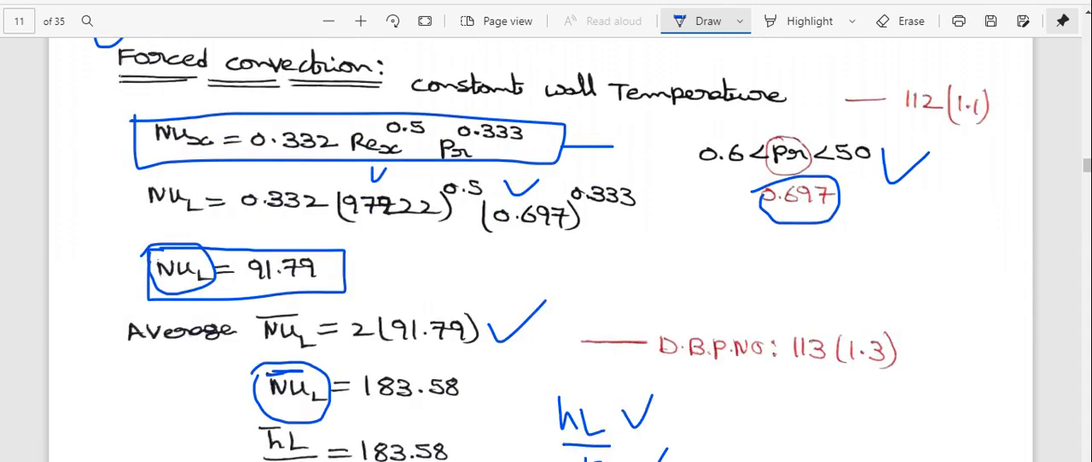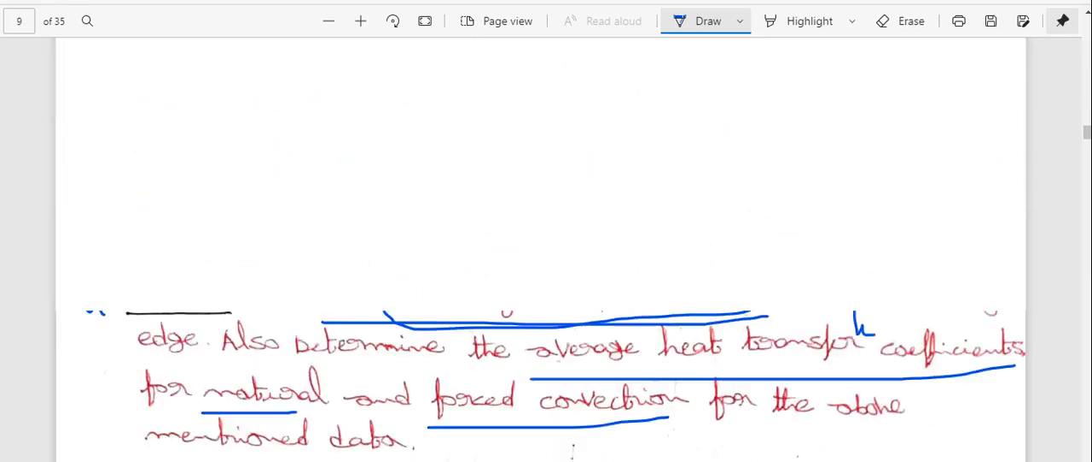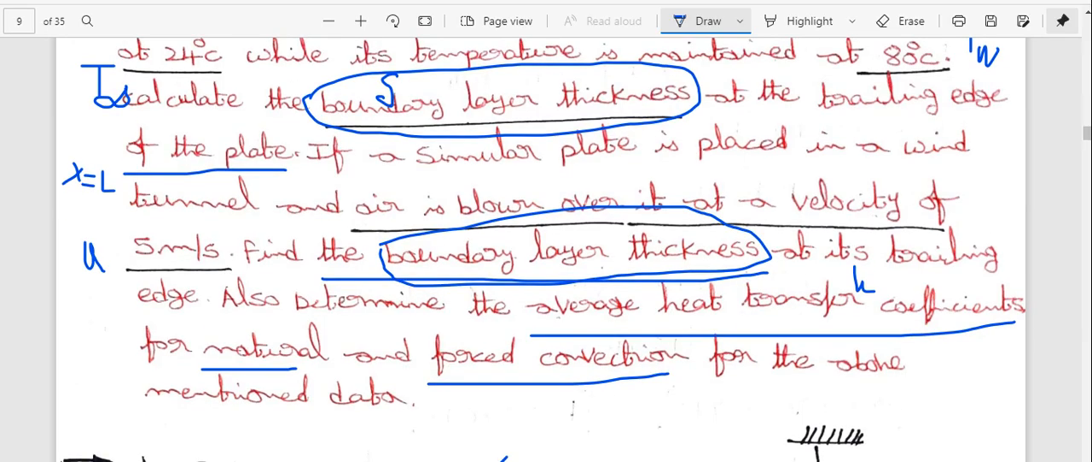So this is the first question. Again I am explaining: in this question we need to calculate the boundary layer thickness, that means the delta value, for natural convection and forced convection. And the second question is the average heat transfer coefficients for natural and forced convection.